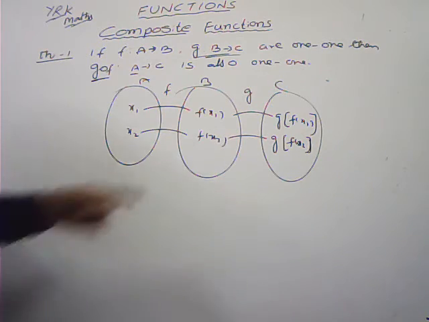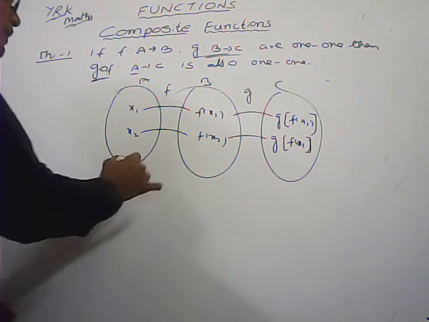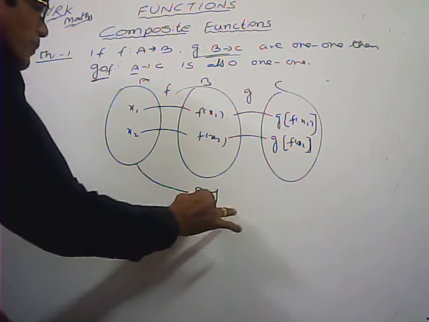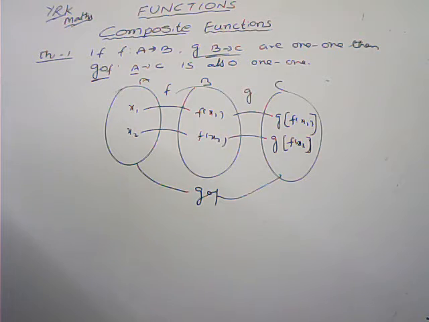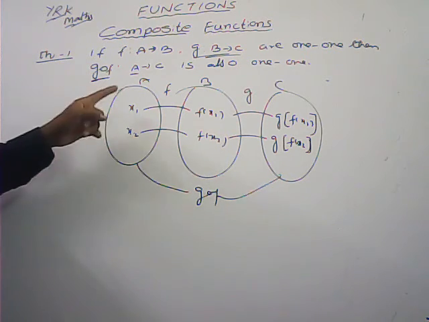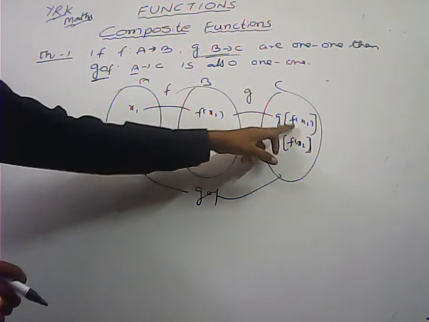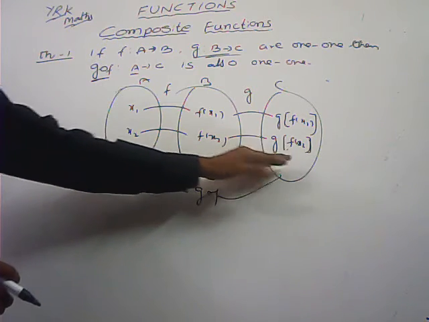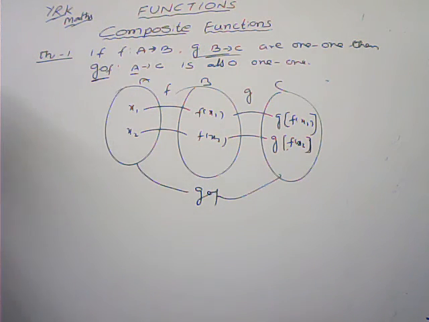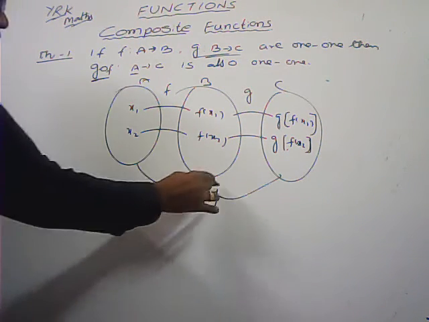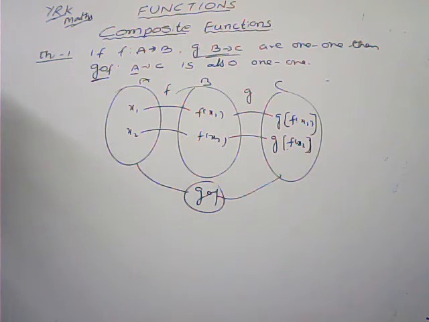Here G of F of x1, here this is the G circle F, mapping from A to C. So here I am taking x1, x2 belongs to A. Here G of F of x1 is equal to G of F of x2, that implies x1 is equal to x2. Then we say G circle F is 1-1.